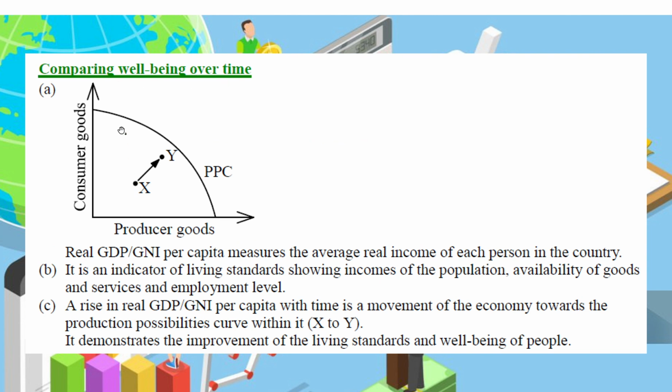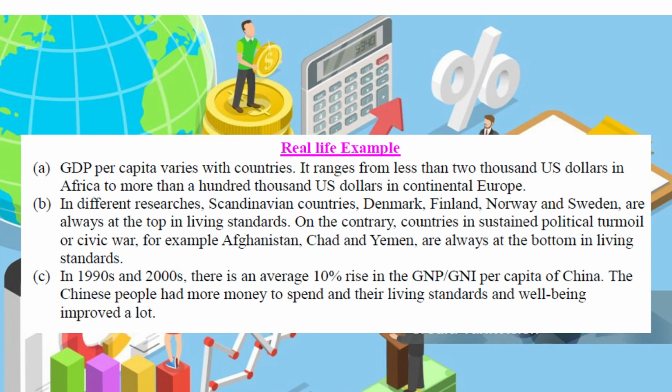And what is comparing well-being? What do you mean? It means the production possibility curve. Before, we were within the PPC, and now we move out. So GDP increases, GDP per capita increases, and then the well-being increases, at least the material parts, the living standard. And a real-world example: the GDP per capita varies with country.